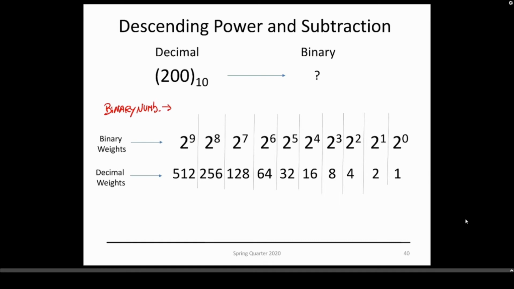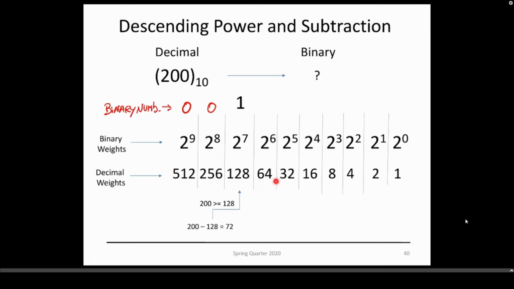The first thing that I do is I compare 200 with the most significant bit, 512. Is it greater or equal? If it's not, I get a 0 and I keep going. Is it greater or equal than 256? Nope, I get a 0. Is it greater or equal than 128? And the answer is yes, so I get a 1. And I subtract that decimal weight from 200, and now I propagate the 72 to the other bits.